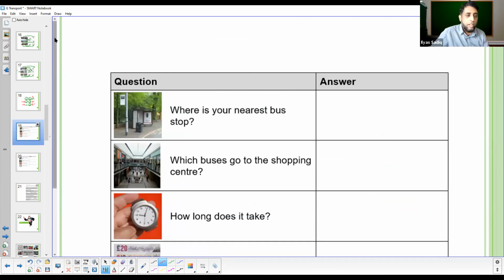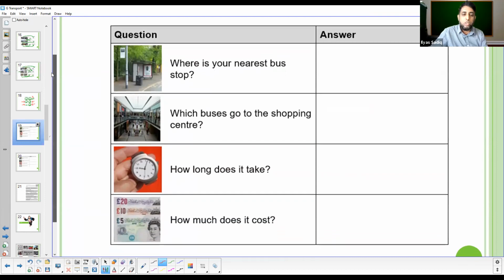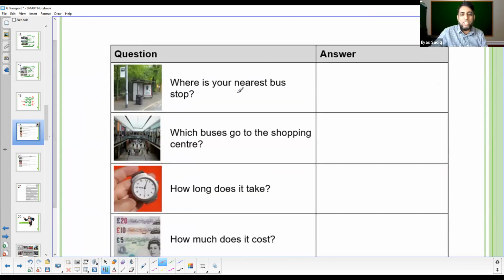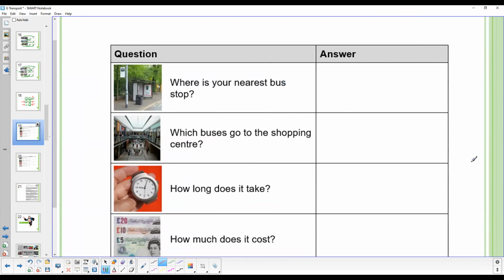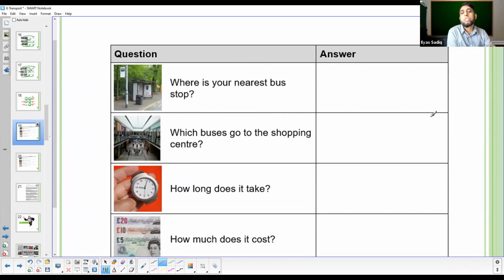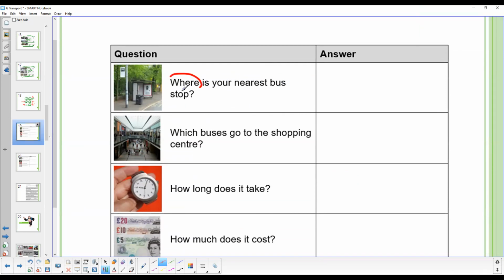Okay. So here are some questions relevant to bus stations. For example, where is your nearest bus stop? Okay. So let me ask you, Arwa, where is your nearest bus stop? Do you have any bus stop near to you? Yeah. But I don't know anything about the bus stop. No, the question is where is your nearest bus stop? So do you know where? I don't know.